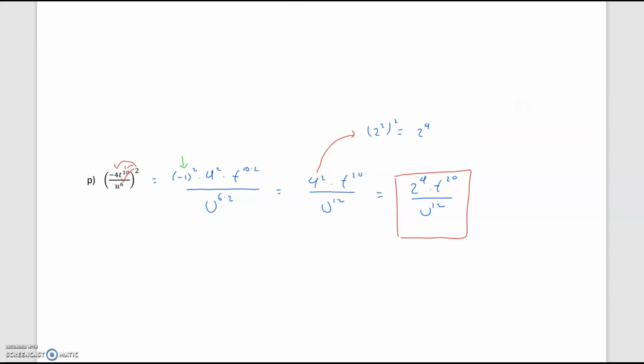Another way to express this one would be with a disclaimer. This will be 2 to the 4th, t to the 20th, over u to the 12th, as long as u is not equal to 0.